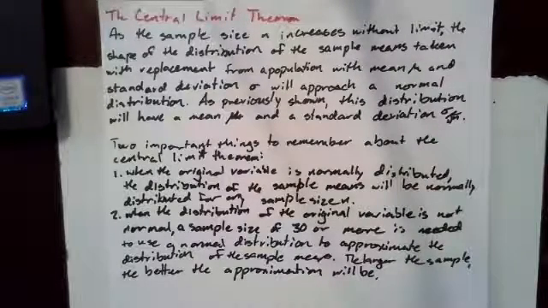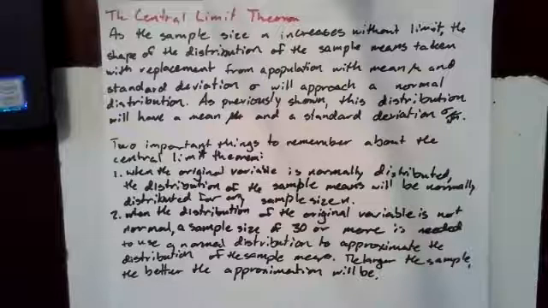The central limit theorem. As sample size n increases without limit, the shape of the distribution of the sample means taken with replacement from a population with mean mu and standard deviation sigma will approach a normal distribution. As previously shown, this distribution will have a mean mu and a standard deviation sigma divided by the square root of n.